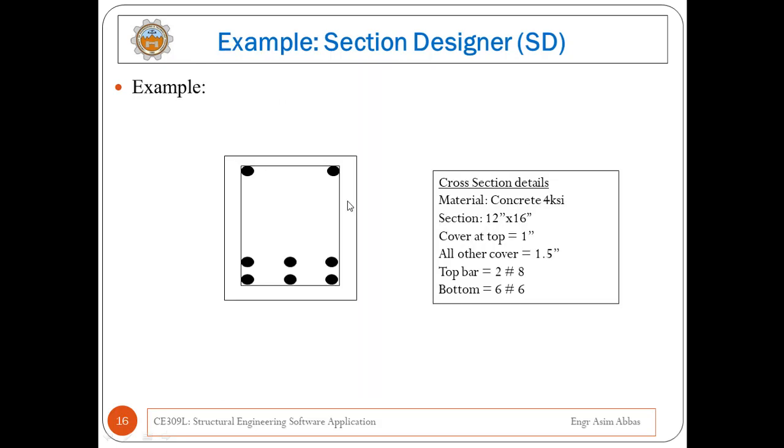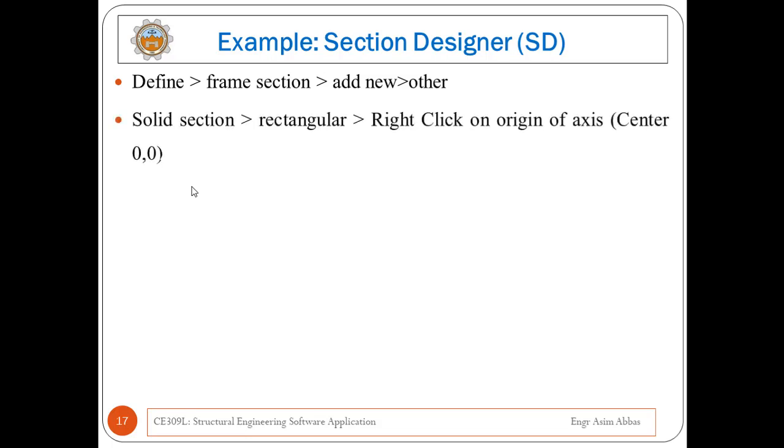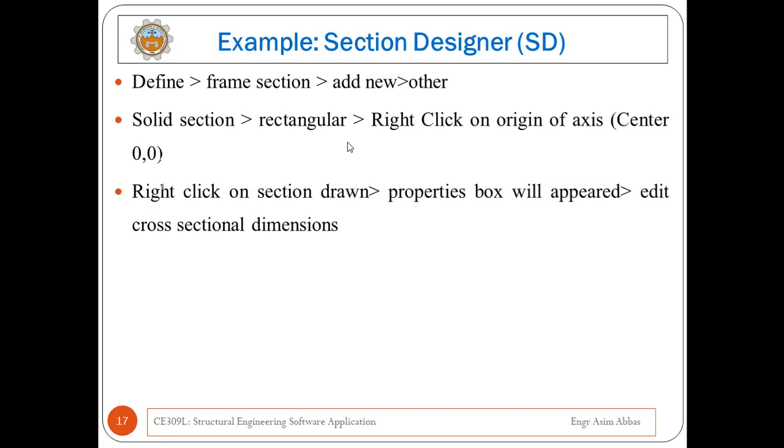Okay, now I will discuss how to model this cross section by using the section designer tool in SAP2000. Go to define, then frame section and add new section, and from there click on others and choose section designer, right? When the section designer window opens, choose solid section, and choose the rectangular section from here, right? And then draw this rectangular cross section at the origin, at the 0,0 location. Then right click on the cross section, so the property box will appear. From there you can change the cross section dimension.